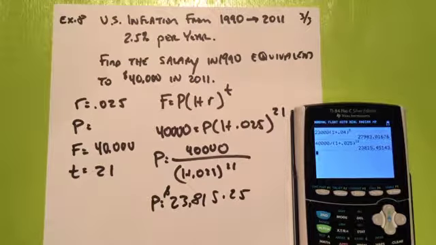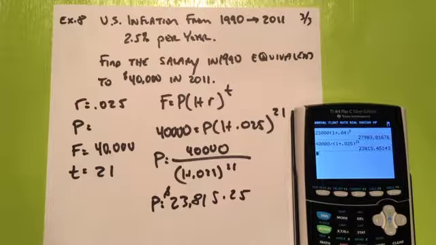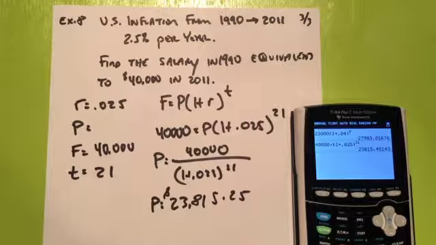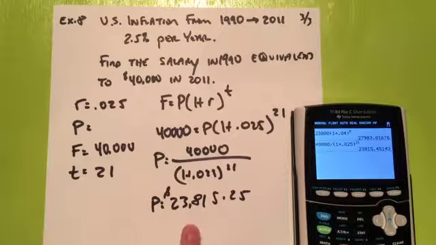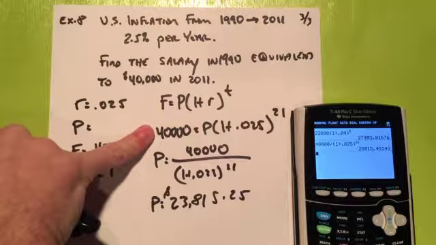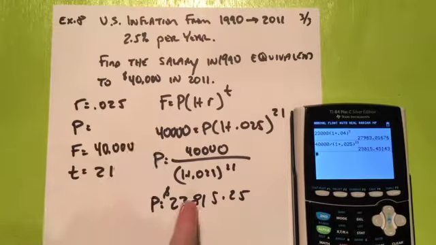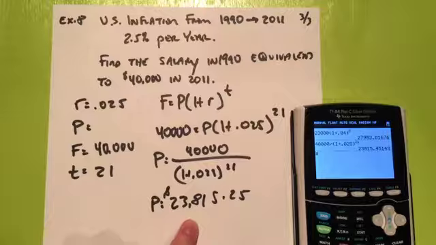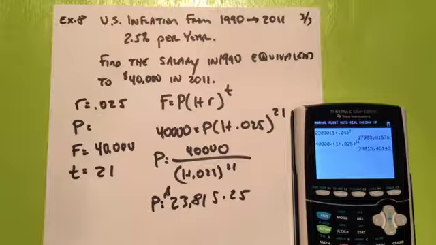So a $40,000 salary in the year 2011 would be equivalent to making only $23,000, almost $24,000, in the year 1990. Quite a bit of a difference. In other words, the purchasing power is such that you would need to make $40,000 today just to get by the way you would have made $23,000. That's rough.